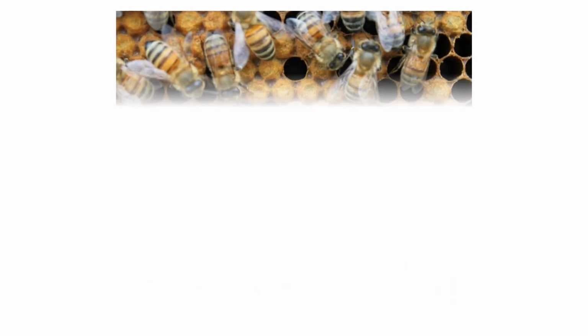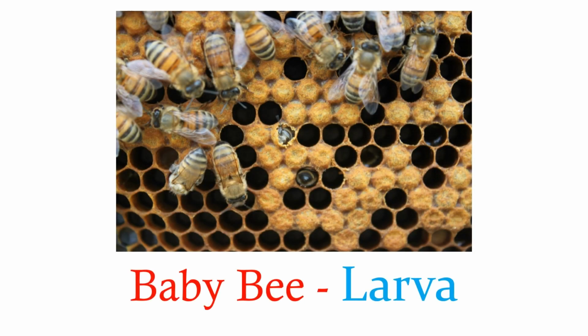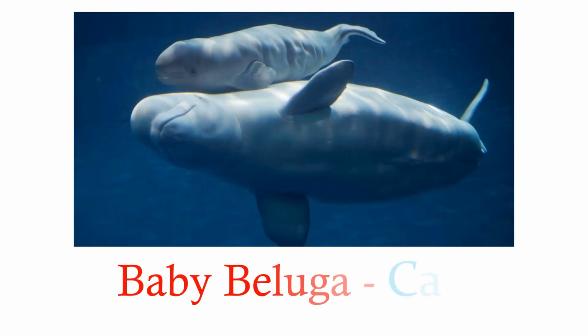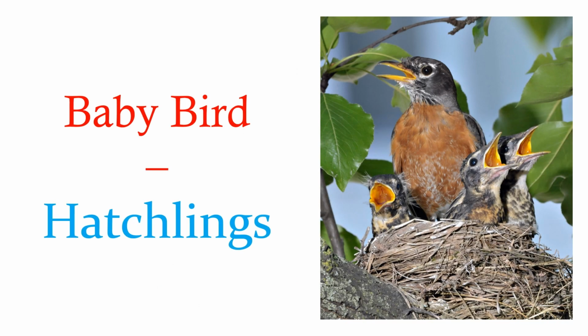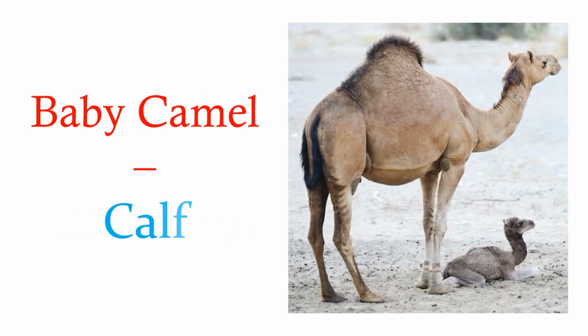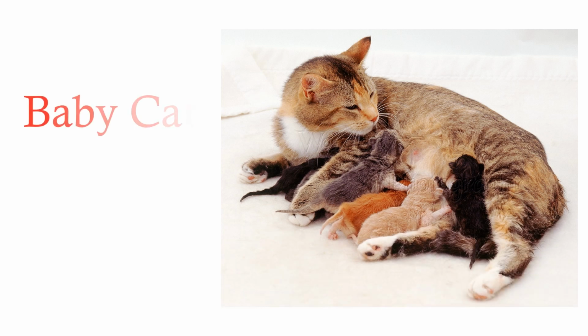Baby bee is larva. Baby beluga is calf. Baby bird is hatchlings. Baby camel is calf. Baby cat is kitten.